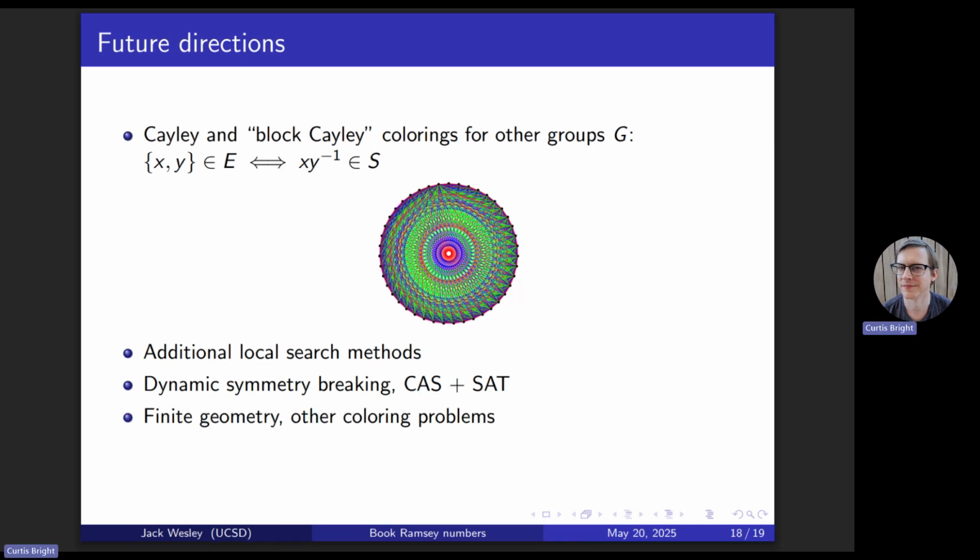And there's a lot of recent interest in finite geometry to get some nice constructions there. As well as a whole host of other coloring problems in discrete math that can, I believe, benefit from SAT.